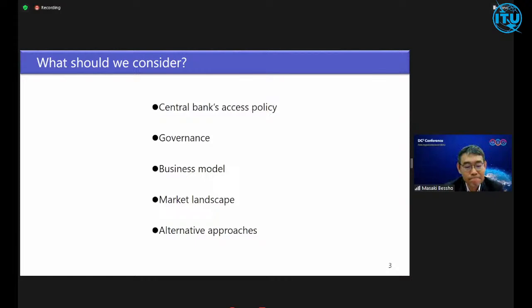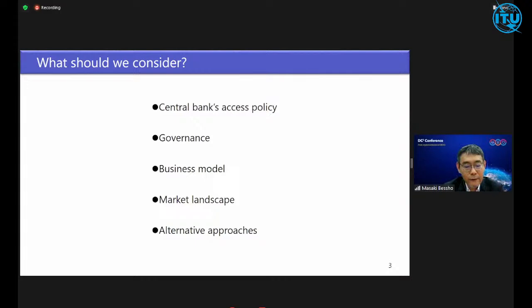The second item is governance. To operate a new arrangement, alignment with regulatory and legal framework is needed. When the arrangement involves multiple jurisdictions, it becomes more challenging. In addition, governance design over the arrangement itself is critical, in particular in case of multiple jurisdictional arrangements.